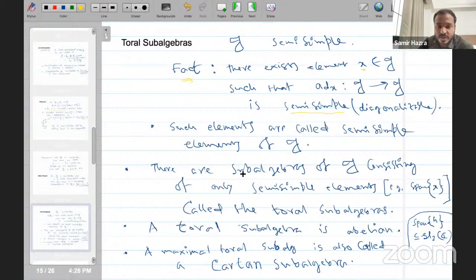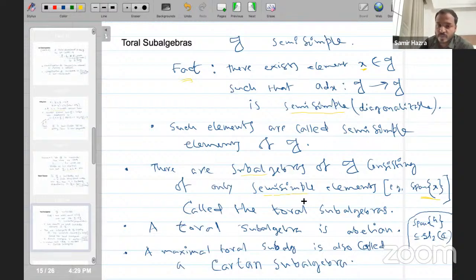So basically, if ad X is semi-simple, we call this element X a semi-simple element of G. Now if I want to consider the subalgebra of G consisting of only semi-simple elements, we can do that, because there is at least one element X which is semi-simple, and if we just take the span of this, it is itself a subalgebra, and therefore we have at least one subalgebra consisting of only semi-simple elements.